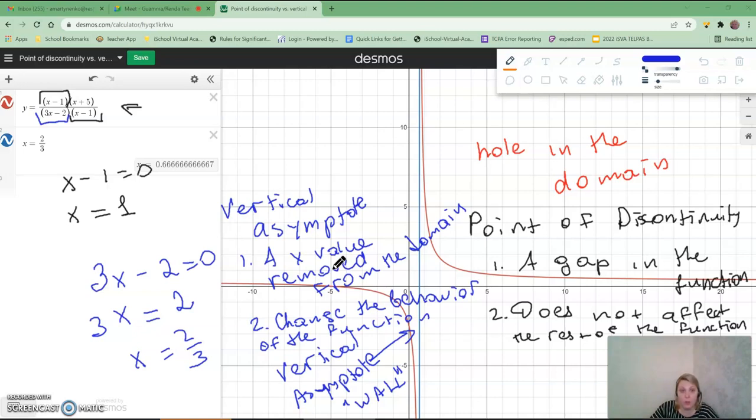So if you want to think about it, a point of discontinuity is really just a point. It's a point taken out of the function. A vertical asymptote is a literal line, a giant wall that splits your function in two. And that's it.